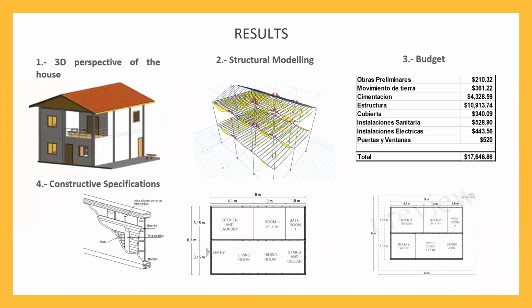So for the design, at the end, we have the 3D perspective of the house. It is like a concrete house, as you can see there. Then the structural modeling, the budget that fulfills the range of social housing, and the different construction specifications. And we have the drawing of the basement and also the first floor. It is considered 50 square meters in order to be social housing, at least in Ecuador. It also has the kitchen and laundry. There are room 1, bathroom, living room, dining room, and the other rooms on the upper floor.